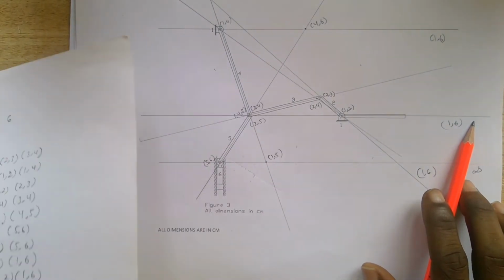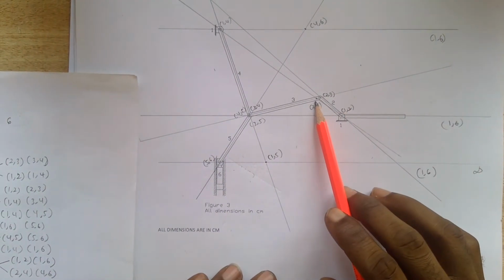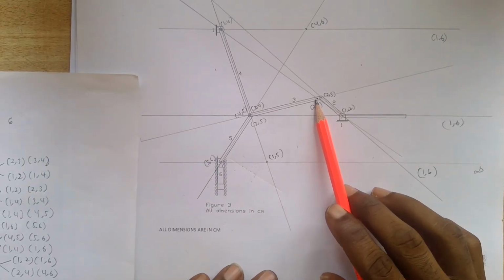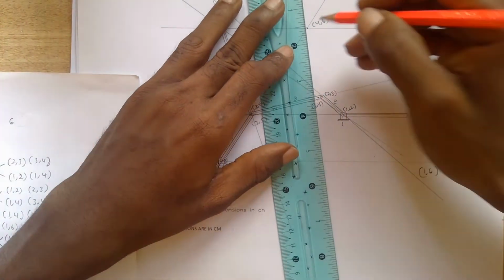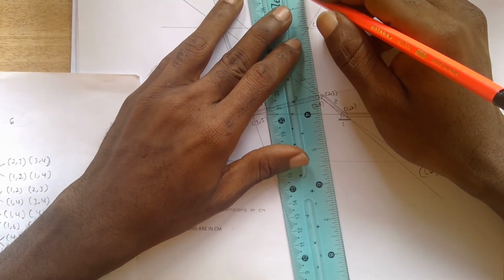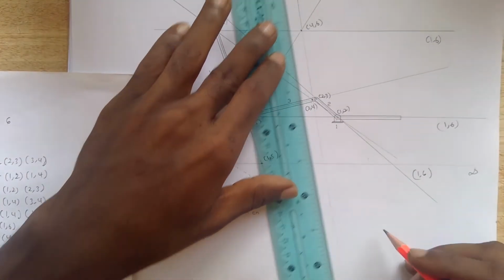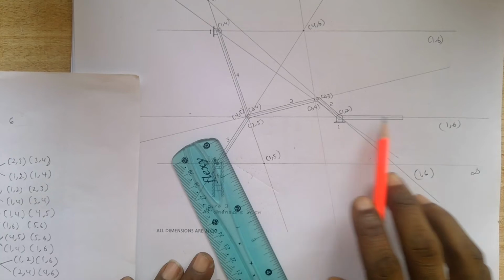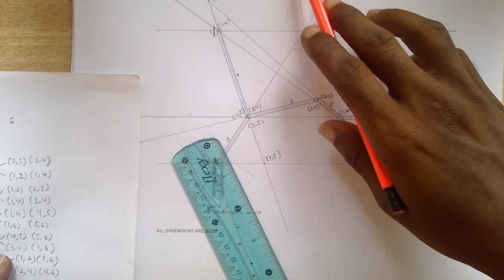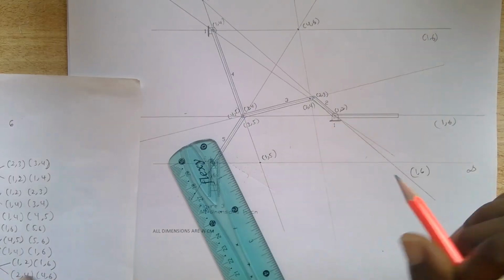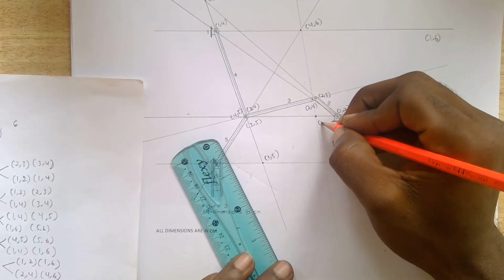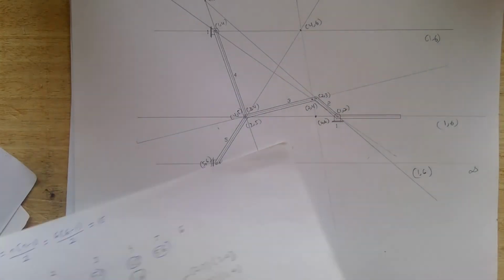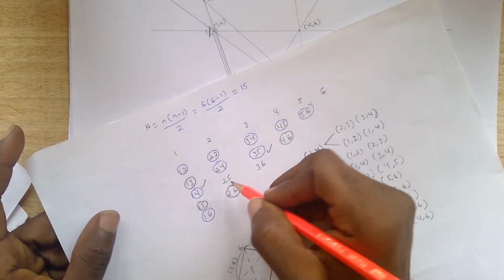Then let's look for 2-4, 4-6. This is 2-4, and then 4-6. This is 4-6. So 2-4, 4-6. Let me draw a line to show this. So I have this line here. The horizontal line was for 1-2, 1-6, and this one is for 2-4, 4-6. Where they meet now becomes 2-6. So now we know 2-6.